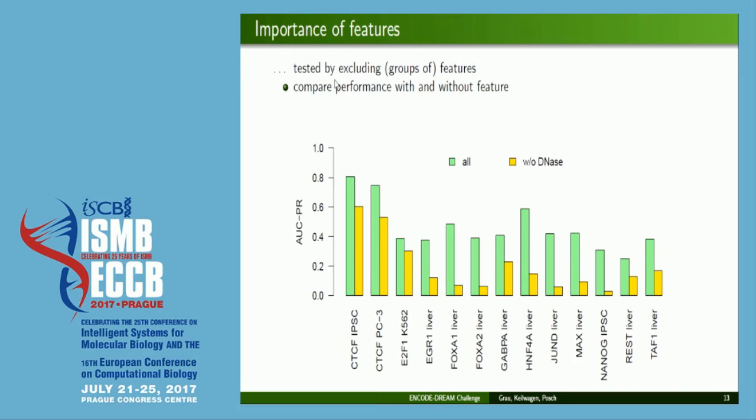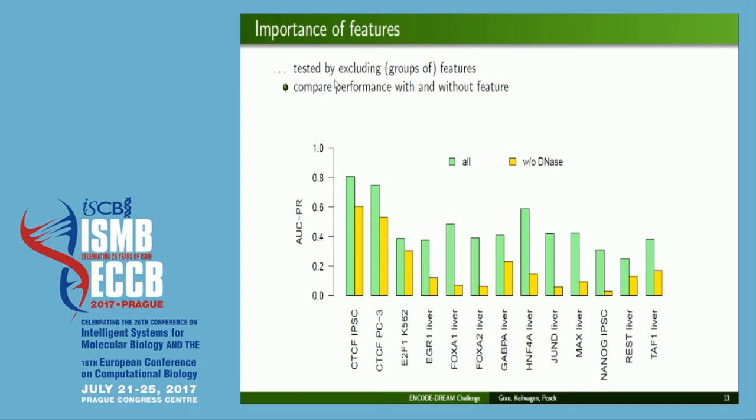So after the challenge was over, the test data sets were published, and we were able to look a bit deeper into which of the features we used are really informative for our predictions. During the challenge, we just kept adding features and didn't really have the chance to test them individually. And so what we did was we tested our model using all the features and also tested the model excluding a specific group of features.